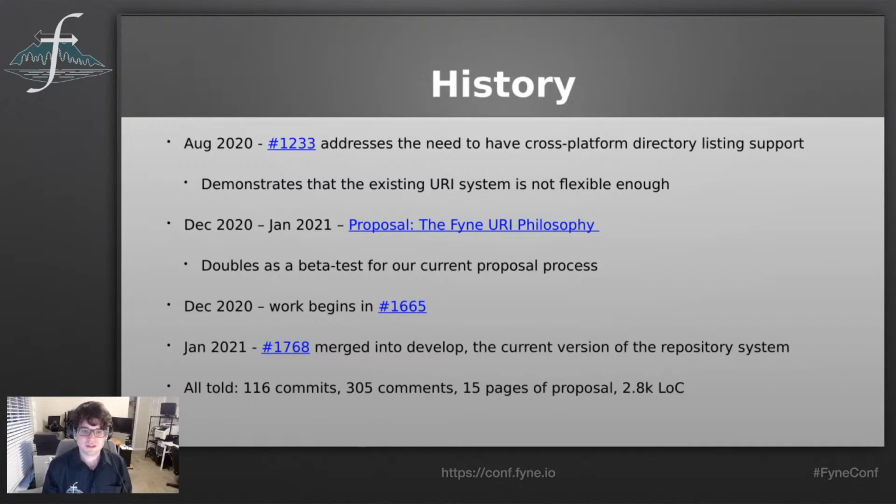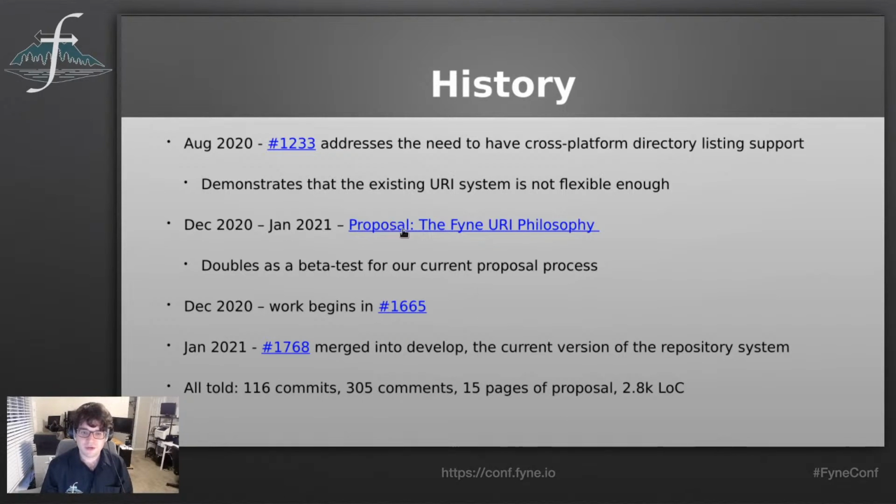So the history: this started in August of 2020. We initially ran into the trouble that we needed a way to have cross-platform directory listing support with our existing URI implementation. And as we implemented that, we realized that the URI system that we had at the time wasn't really flexible enough to handle everything that might come up in the process of dealing with files and file-like data when writing any kind of application. So in December 2020, which was my winter break, until mid-January, we developed this proposal, and these are clickable links if you download a copy of the slides.